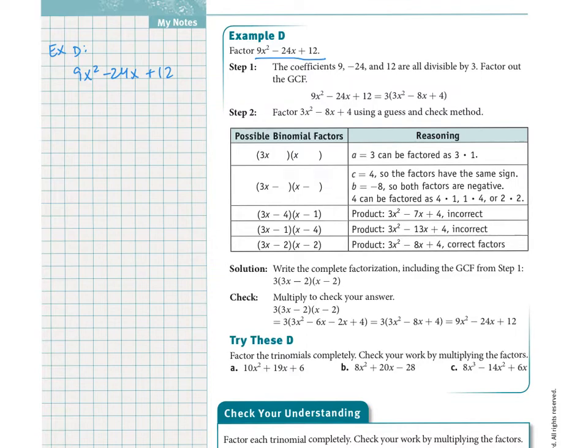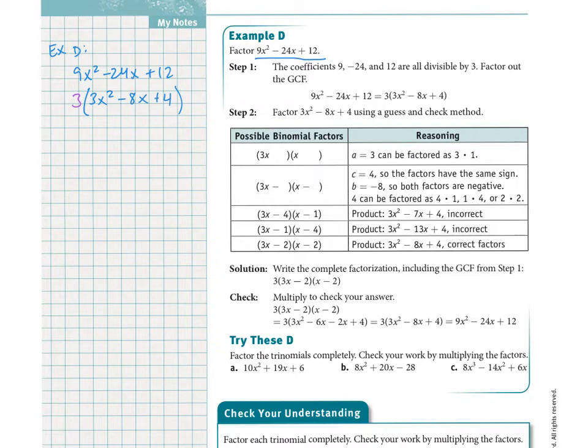So look at this trinomial. I can see I have a 9, 24, and 12. There is a number I can divide out of all of those. It's actually going to be the number 3. If I divide a 3 out of all of those, I have to write down what I have left. I'm going to have 3x squared minus 8x plus 4. Now, that 3 is going to carry over into our final answer at the end.